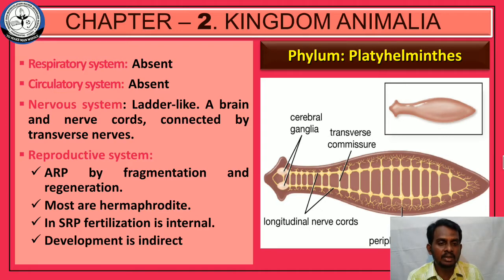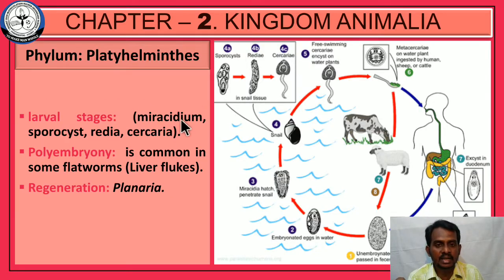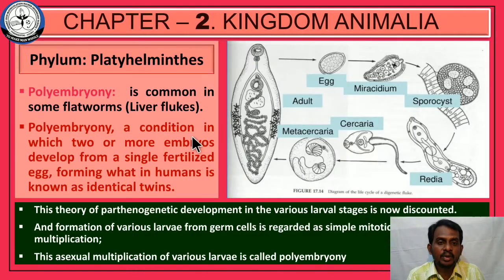I would like to show some larval stages here: Miracidium, Sporocyst, Redia and Cercaria. These are the larval stages of the liver fluke. Remember it as MSRC: Miracidium, Sporocyst, Redia and Cercaria. And polyembryony. This is a peculiar character for this animal. Polyembryony is a condition in which two or more embryos develop from a single fertilized egg. This is called polyembryony.